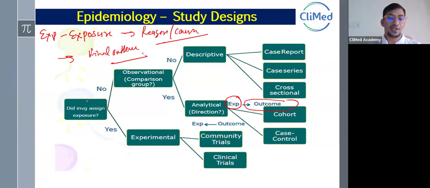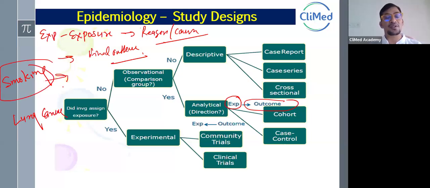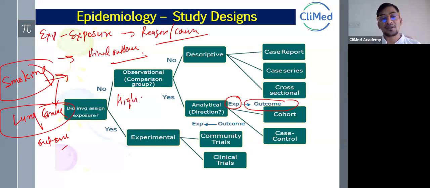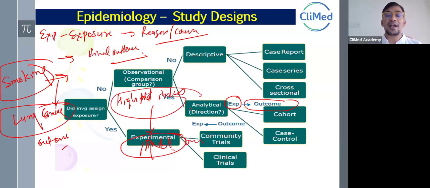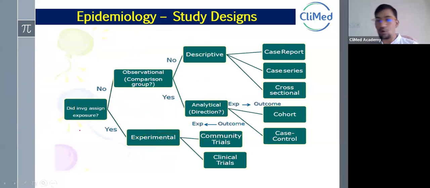I'll give you an example so you understand what outcome and exposure are. Suppose smoking and lung cancer. Smoking is the exposure, and people got lung cancer. Lung cancer is the outcome. High sodium intake and raised blood pressure: raised BP is the outcome, and high sodium intake is the exposure. So now you understand what exposure and outcome are, right?